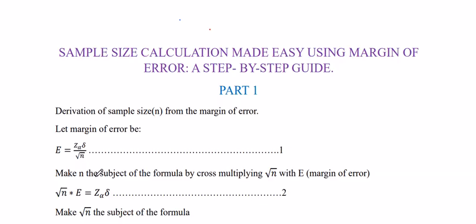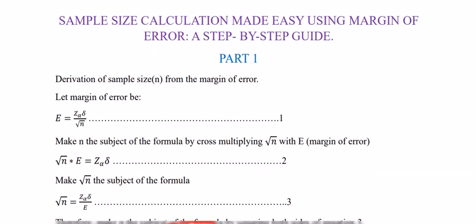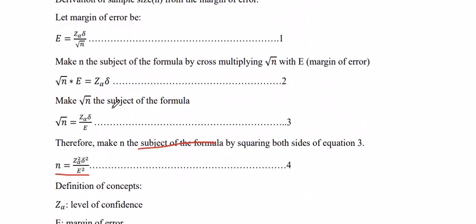By making n the subject of the formula, we are going to cross multiply root n with E, the E that stands for margin of error. We are going to have root n times E is equal to Z alpha sigma, equation 2. Make root n the subject of the formula, this is what we have, and therefore make n the subject of the formula by squaring both sides, equation 3. So we have n is equal to Z alpha squared sigma squared all over E squared.